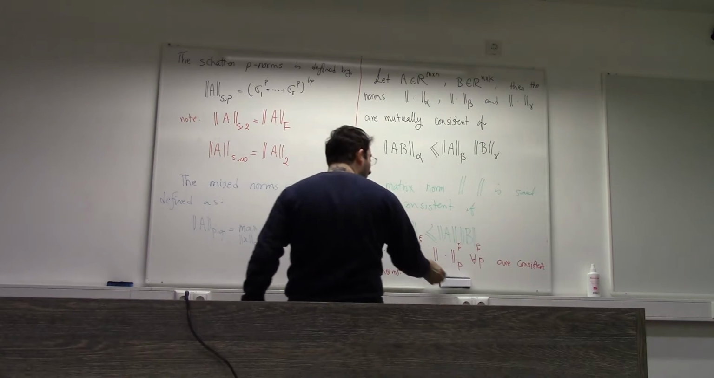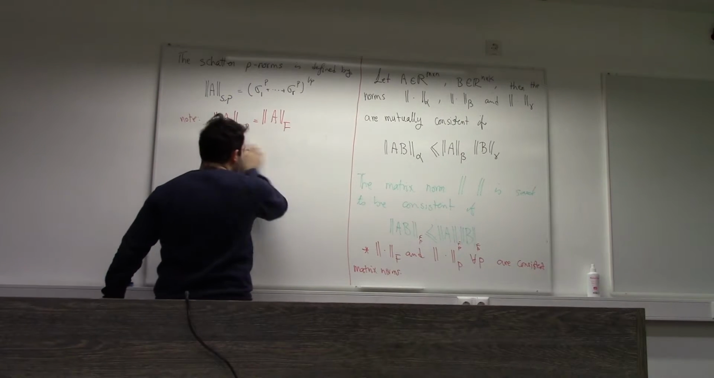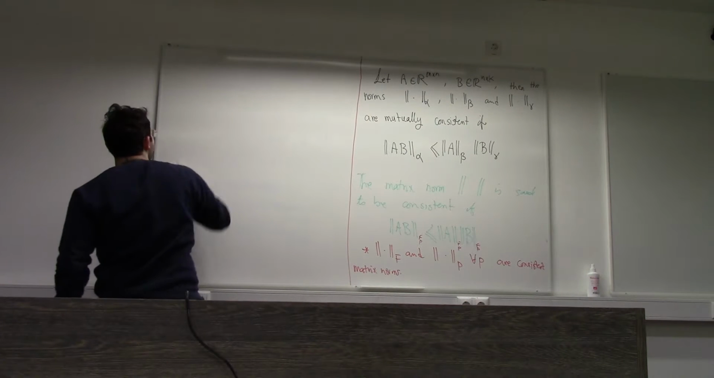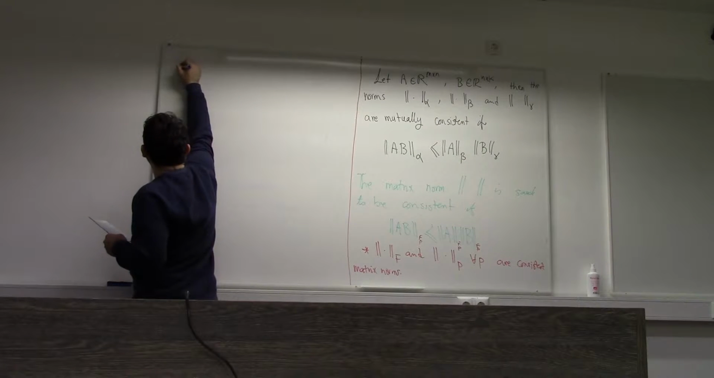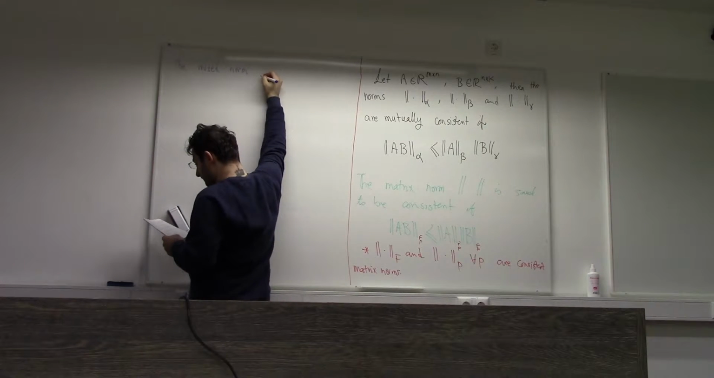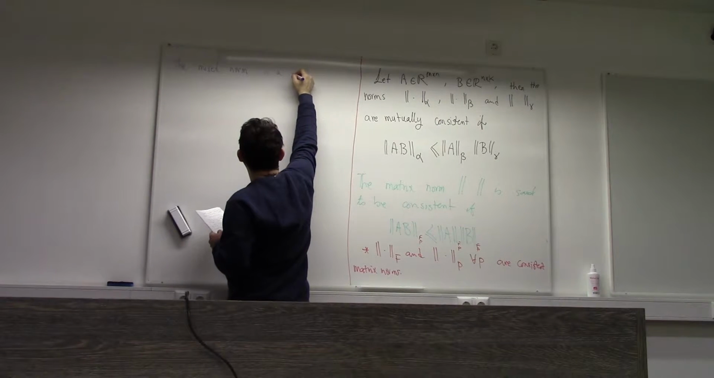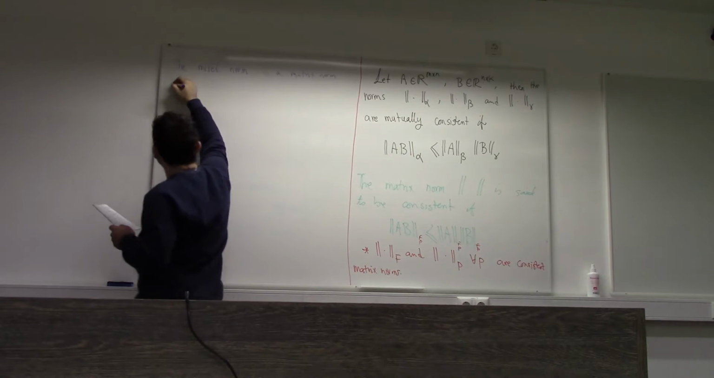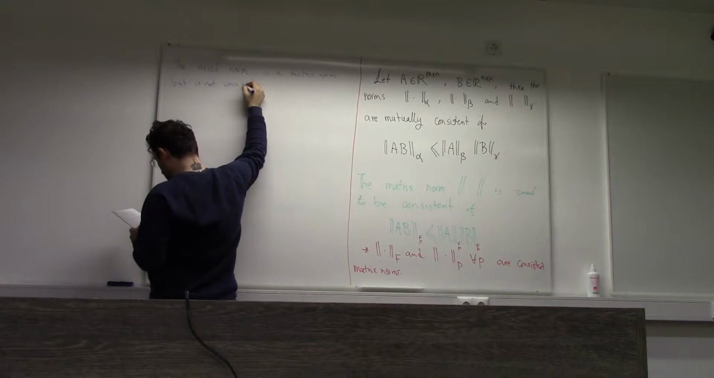Let's give an example of a non-consistent norm, which will be a mixed norm. The mixed norm is a matrix norm, but is not consistent.